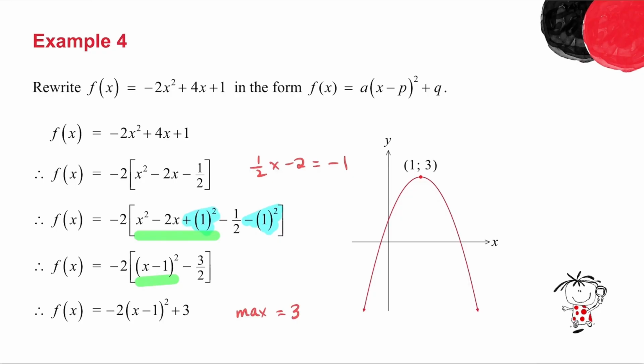When will I get 3 as an answer? I'll get that as an answer when this bracket is equal to 0. So when is that bracket equal to 0? It's when x is 1. So the turning point of my parabola is (1, 3). And because the coefficient of x squared is negative, I know that the arms go down. So there I've used completing the square in functions.